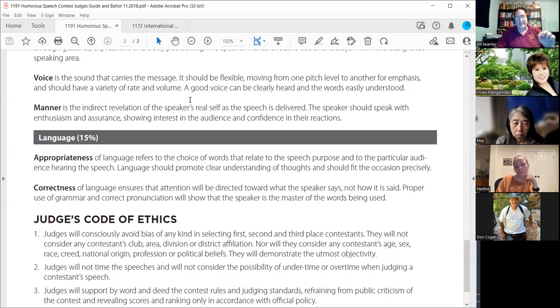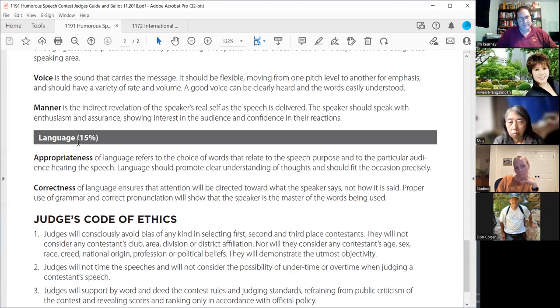You want to be as enthusiastic as possible. You want to show an interest in the audience. You are the expert while you're up there. You want to be able to show the confidence no matter what the audience reaction is, and you want to be able to move forward no matter what.